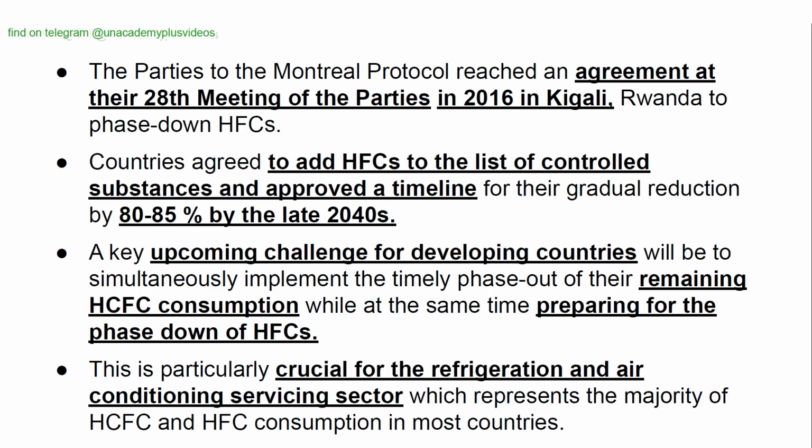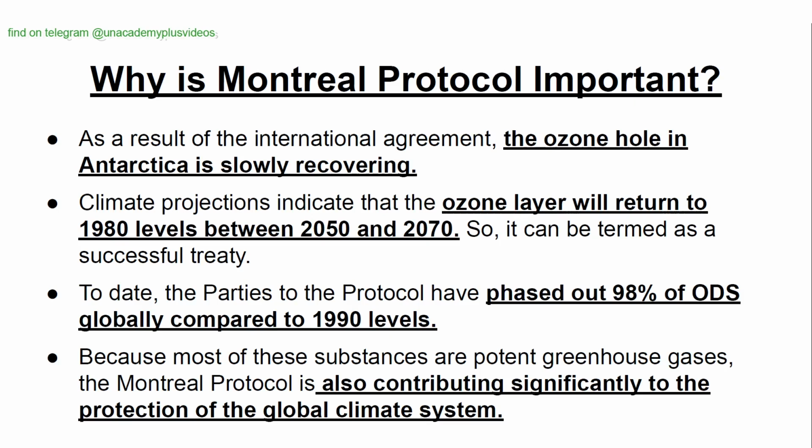This is particularly crucial for the refrigeration and air conditioning servicing sector, which represents the majority of the HCFC and HFC consumption in most countries. Why is the Montreal Protocol important? As a result of the international agreement, the ozone hole in the Antarctic is slowly recovering. Climate projections indicate that the ozone layer will return to 1980 levels between 2050 and 2070, so it can be termed a successful treaty. To date, the parties to the protocol have phased out 98% of the ozone depleting substances globally compared to 1990 levels.